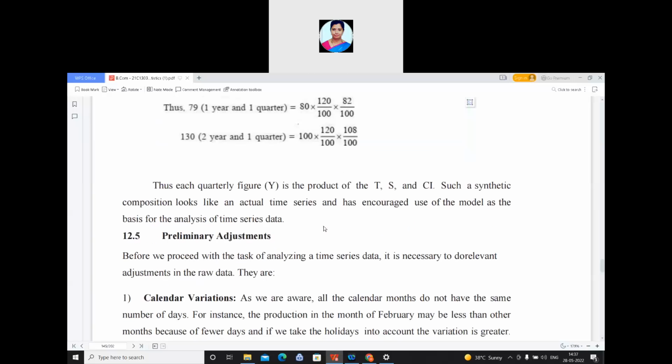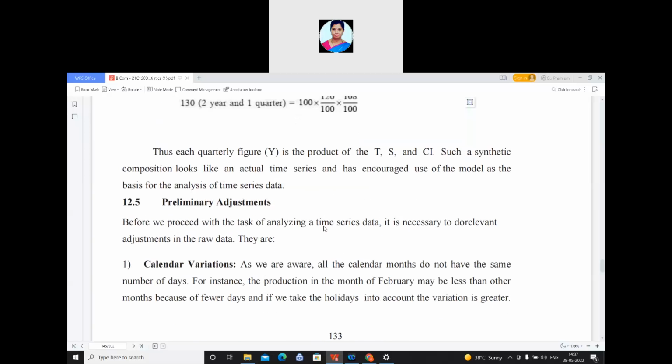Now we can have this as 12.5 preliminary adjustments. So here we are proceeding to how we are doing the adjustment in the raw data. So first one, calendar variations.